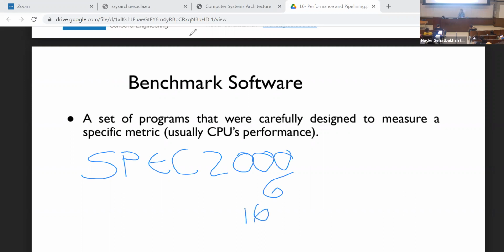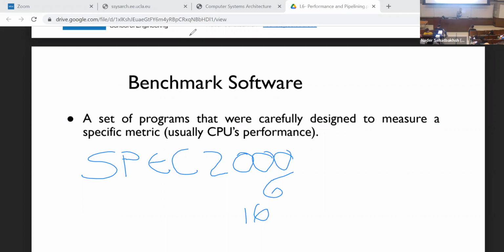So these are a collection of different software, mostly real software, that some people think is a good representative of all the applications that normal users would use. And we're going to run all these things on our processor and measure the average time it takes for each of them, and then report various metrics.